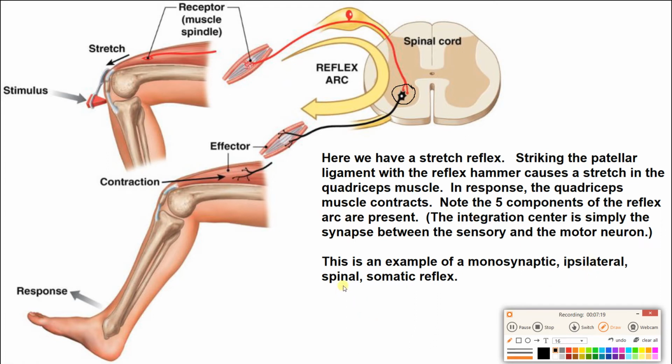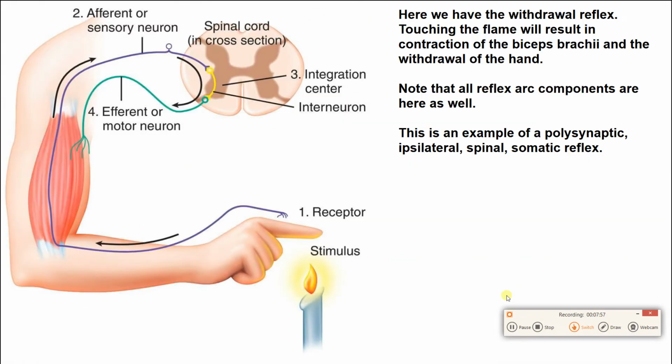It's also a spinal reflex because the integration center is in the spinal cord as opposed to the brain. Lastly, it's a somatic reflex because our effector is skeletal muscle. If it were an autonomic reflex, it would be either gland, smooth muscle, or cardiac muscle playing the role of the effector. Okay, so this is a great reflex that we can see here. Let's look at some more examples.